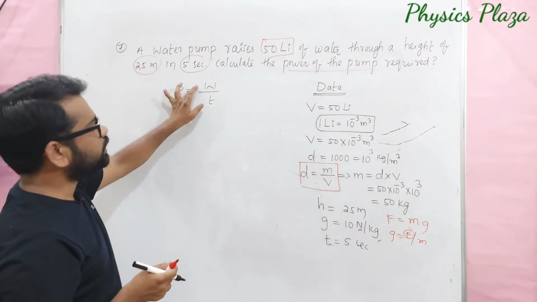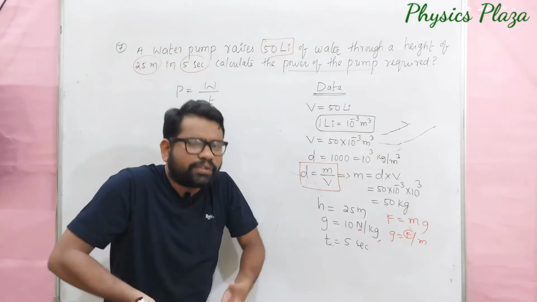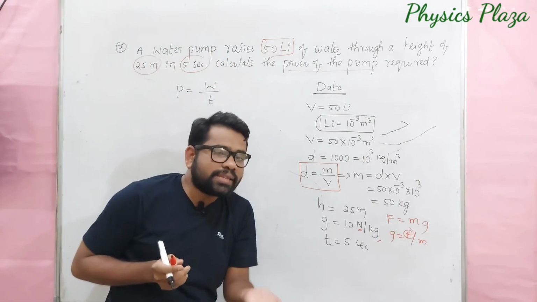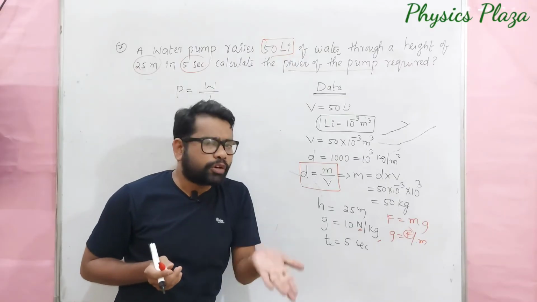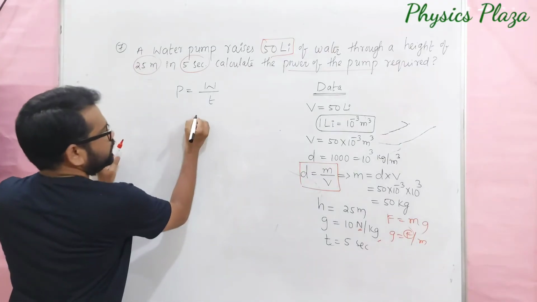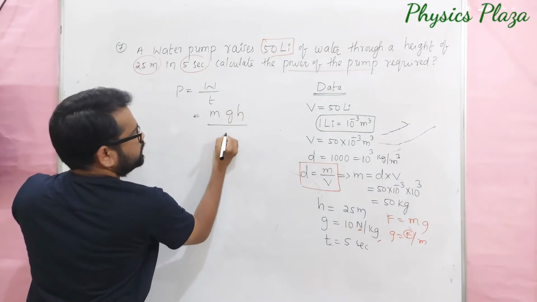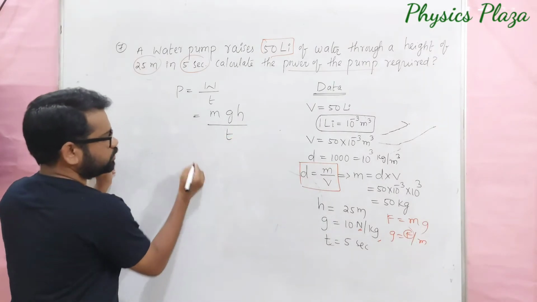But in this case, as a water pump is lifting the water against gravity, work is done against gravity. So work done against the gravity is how much? mgh. So power is mgh by time taken.